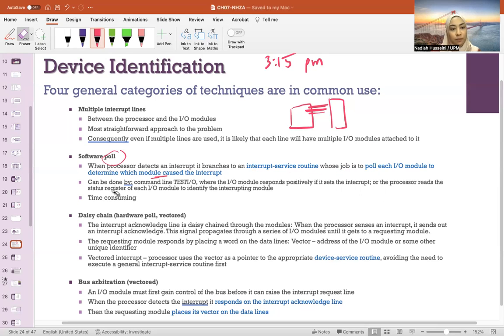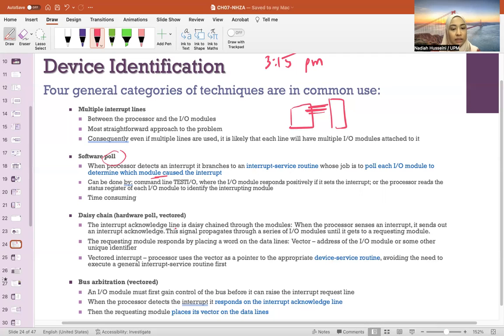But obviously, this is better than the multiple interrupt lines, because that basically does not tell you which is which. With the software poll, at least you know which one is doing that. I mean, issuing the interrupt, but it takes more time. And then you have the daisy chain, which is hardware poll. This is software poll. This is hardware poll.